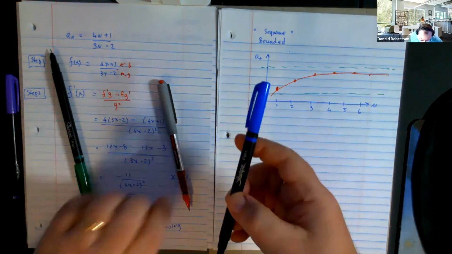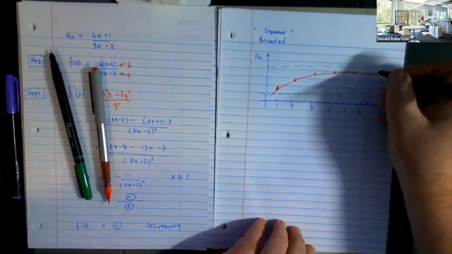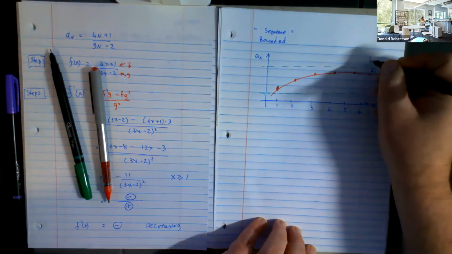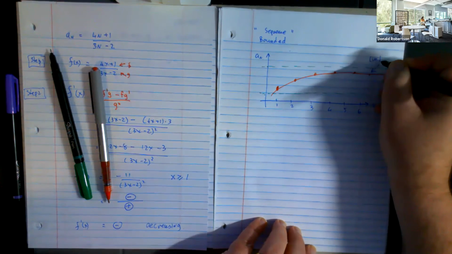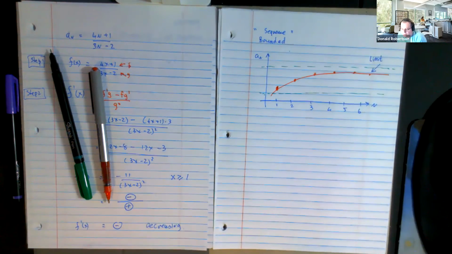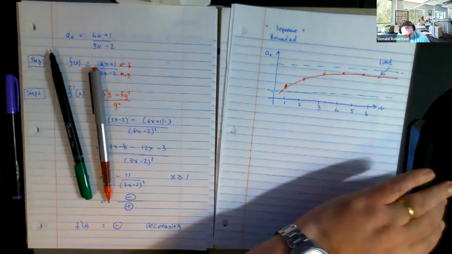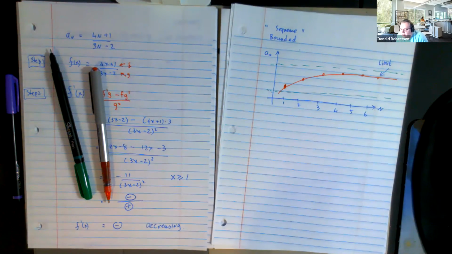Now, in this particular example, we need to know one more thing: the limit of the function. To answer the question of whether a sequence is bounded or not, what we really need to answer is, does it have a limit? If the sequence has a limit, it's definitely going to be bounded on the right-hand side, and typically it'll be bounded on the left as well, so it'll be bounded.